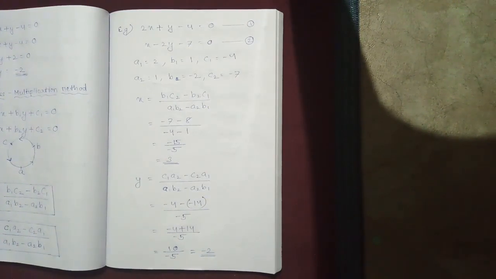So this is the third method, which is called the cross multiplication method. If you are able to remember this method, then it is very good. If you face problems in remembering, then better you avoid this formula. So this is the end of simultaneous linear equations part 1.